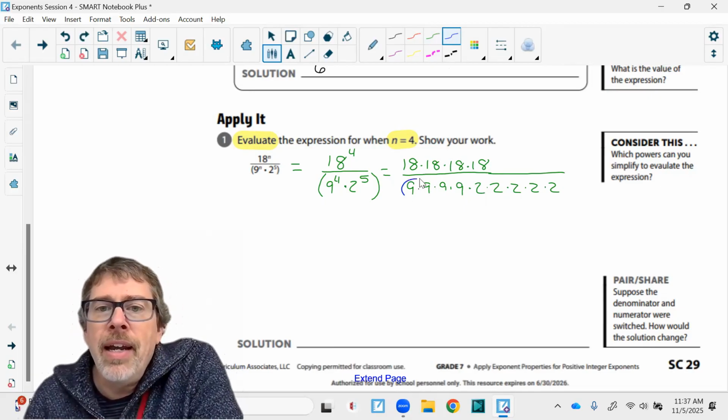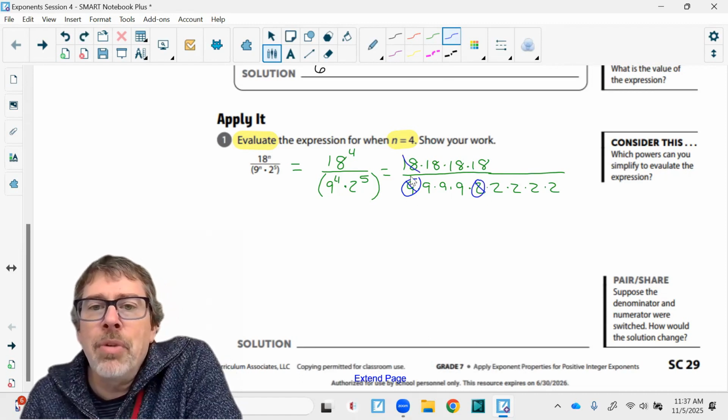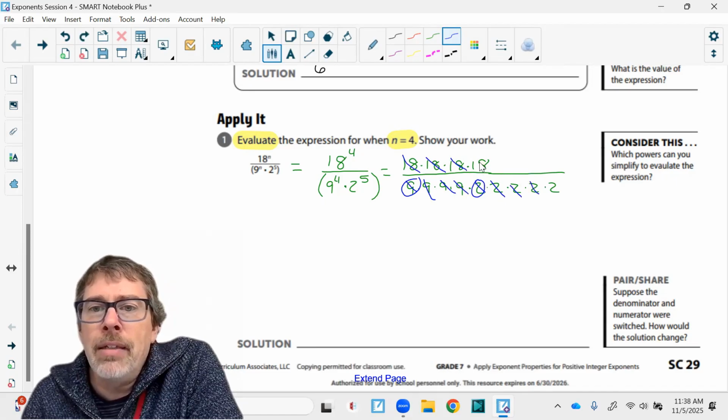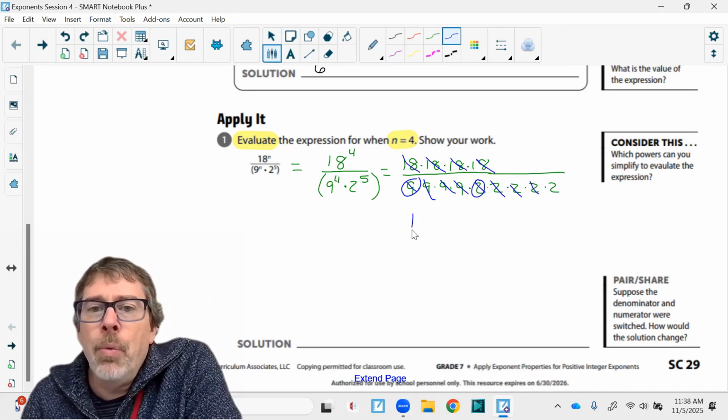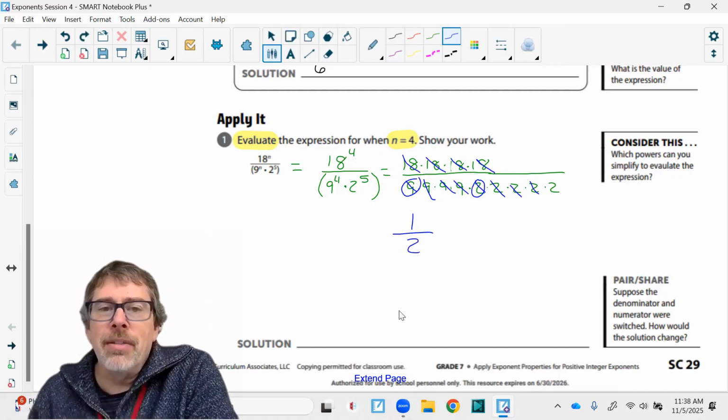Okay, so 9 times 2 is 18, and 18 divided by 18 is 1. So if I cancel out a 9 and a 2, I can cancel out an 18. 9 and a 2, 18. 9 and a 2, 18. 9 and a 2, 18. Well, I'm left with 1 in the numerator and 2 in the denominator. So my answer is 1/2.